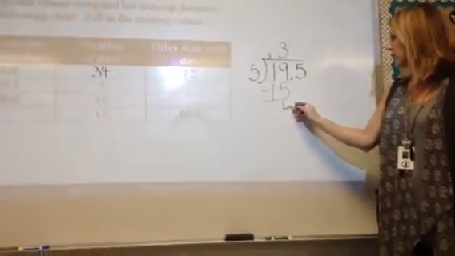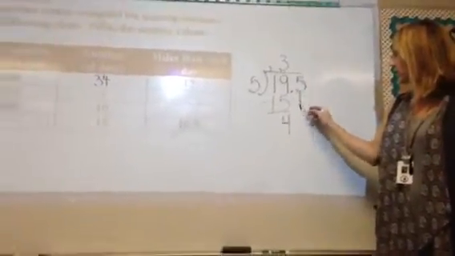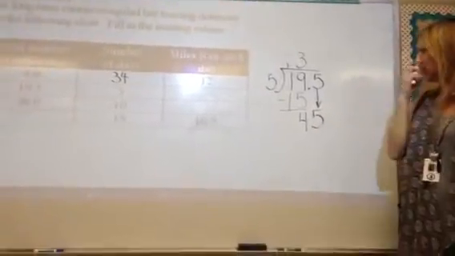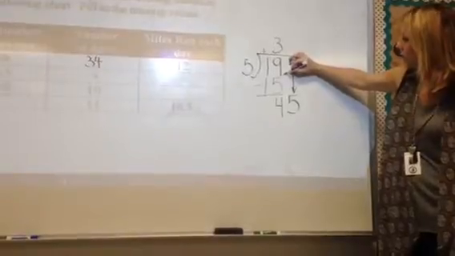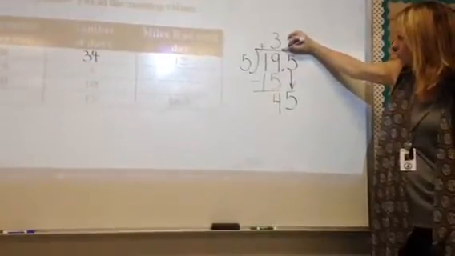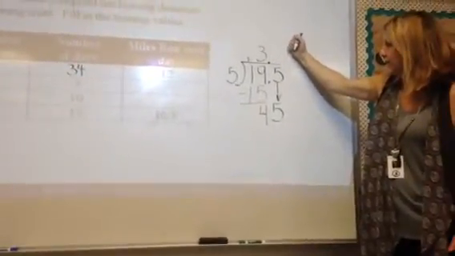19 take away 15 is 4. Bring down your next 5. I've already somewhat made a mistake because I usually tell y'all this: before you even start dividing, I like you to place your decimal so you don't forget it.